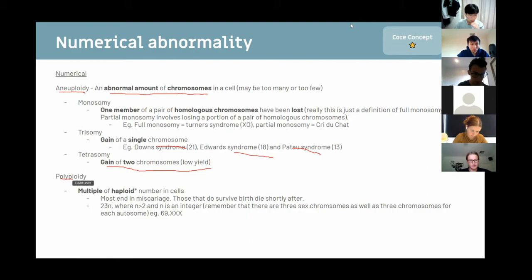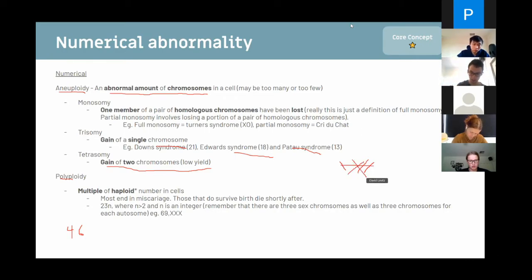Polyploidy is a multiple of the haploid number in cells. Most of these end in miscarriage. So essentially it means if you usually have 46 chromosomes, during the formation of the zygote, when you have a sperm or an egg, you might have an additional gamete being part of the zygote. You're then going to have a whole 23 more chromosomes, and it goes up in integer layers in polyploidy. These are very dangerous, and they're only relevant in megakaryocytes, which form platelets, which is low yield, and you don't need to know. Next one.